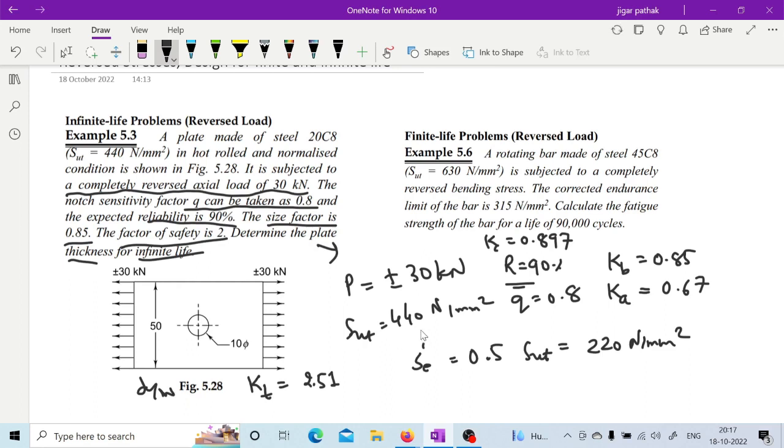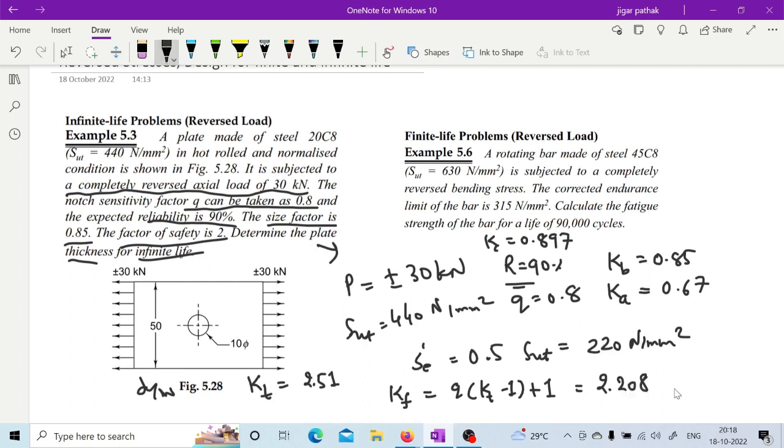Now once you have all this data with you, then you can calculate Kf. Kf is given by Q into Kt minus 1, plus 1. So you have all the values with you. Q is given as 0.8, Kt is given as 2.51. So can you tell me Kf? What is coming Kf? 2.208, right. 2.208 will be your Kf.